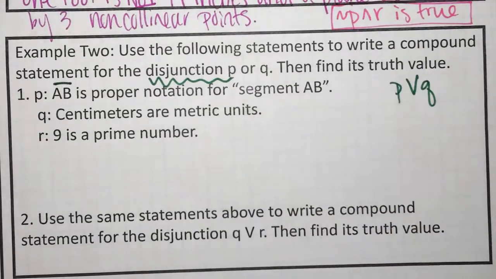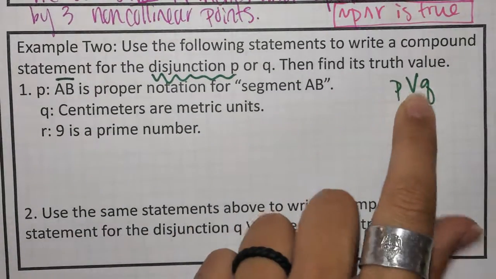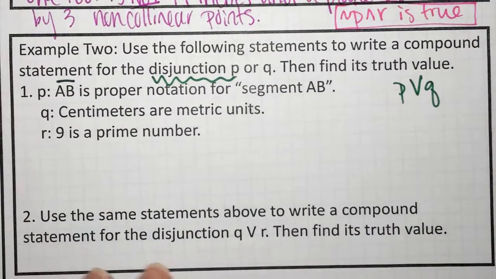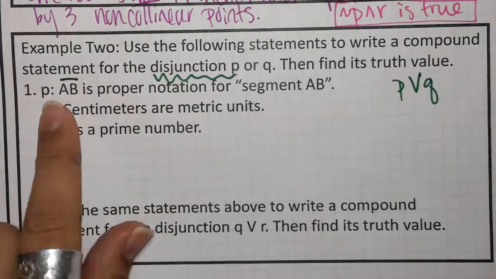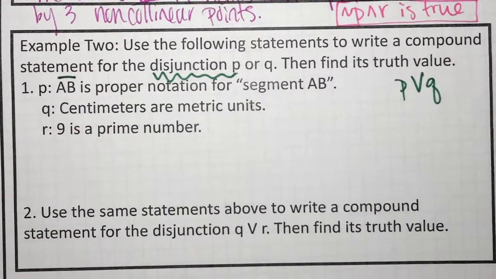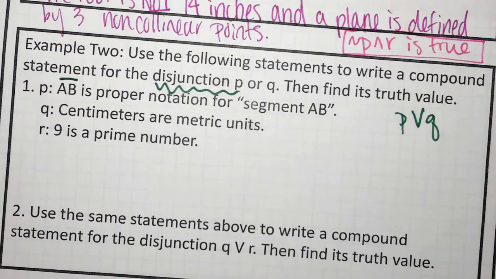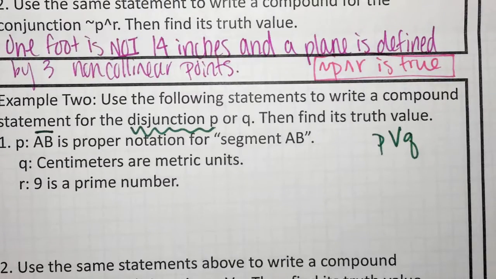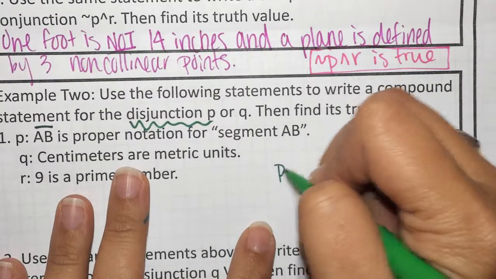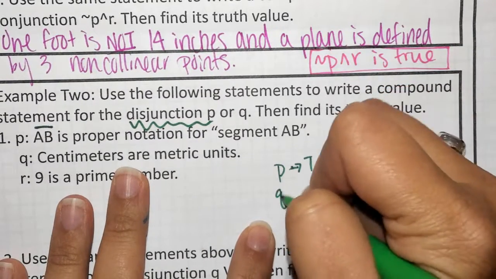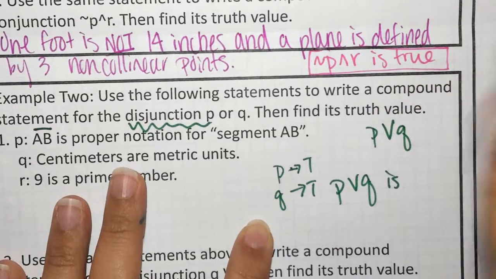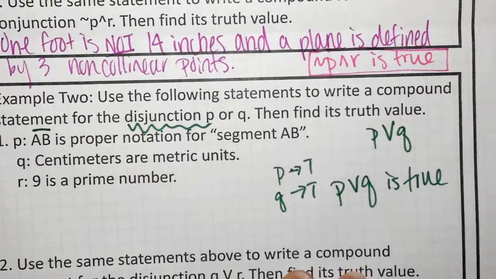So one of them has to be true for the disjunction to be true. Is P a true statement? Is this the proper notation for segment AB? Are centimeters metric units? Both of them are true. So P is true. Q is true. So P or Q is true.